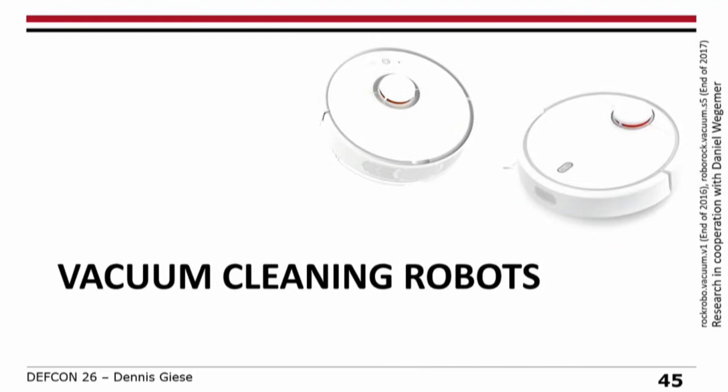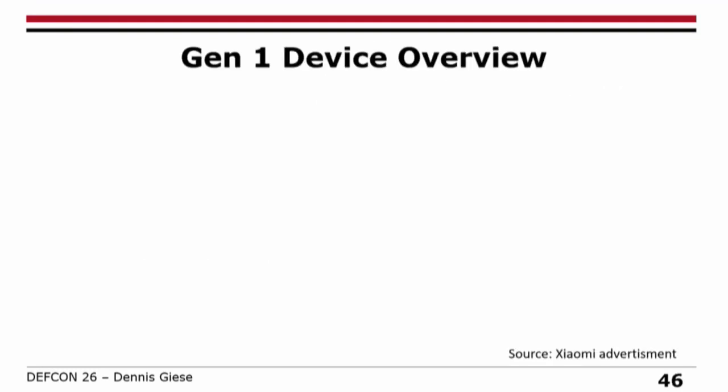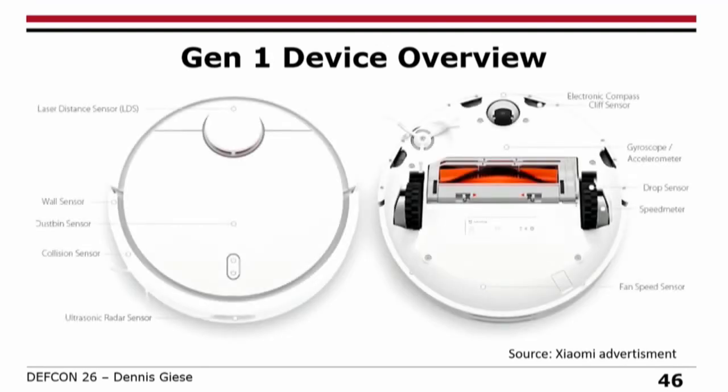For Generation 1, Dennis Giese and I published that at the Chaos Communication Congress in 2017, last December. But now there's also Generation 2 and so on. To give you an overview of what kind of devices we're talking about, this is Generation 1. It has a LiDAR sensor, this laser thing to measure the room. It has a lot of other sensors, like infrared sensors and ultrasonic sensors. A gyroscope and an accelerometer are integrated in this device. So it's basically a smartphone with some wheels and a vacuum function.